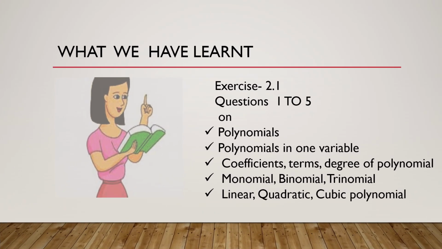What have we learned today? Today we have learned about exercise 2.1, questions 1 to 5, with topics: polynomials in one variable, coefficients, terms and degrees of the polynomial, monomial, binomial, trinomial, and linear, quadratic and cubic polynomials.